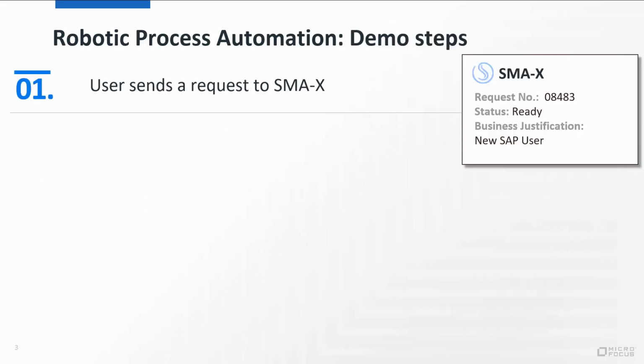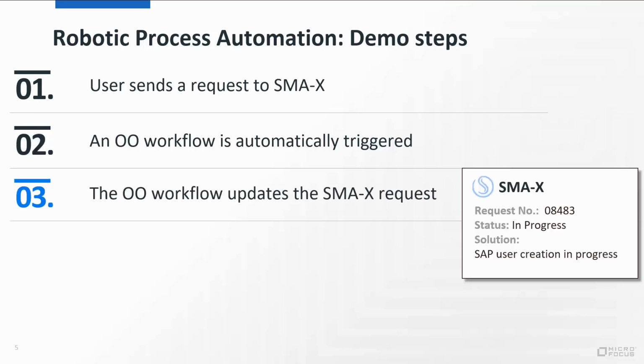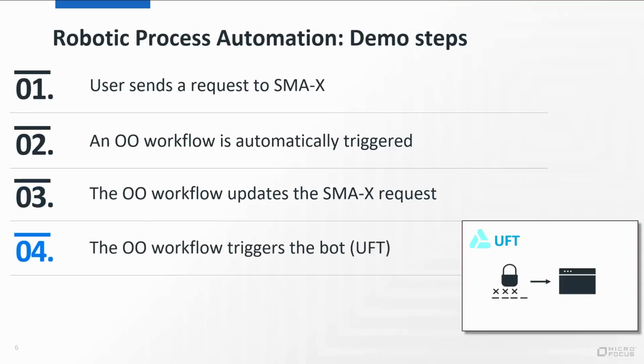Now imagine that one sends a request to SMA-X. A new SAP user is needed, with the business justification. An OO workflow is immediately and automatically triggered by SMA-X. That in turn leads to the OO workflow updating the SMA-X request, setting it in progress, thus letting know that the actual SAP user creation is already taking place.